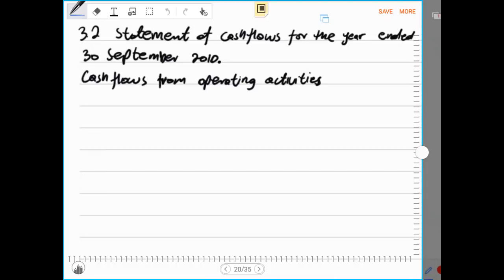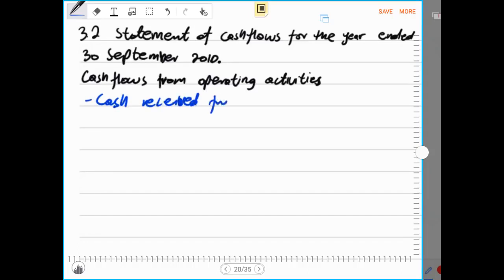Now we come to our statement of cash flow for the year ended 30th of September in the year 2010. Our cash flow starts with the cash flow from operating activities, and we start with cash received from customers. The first line item is cash received from customers.